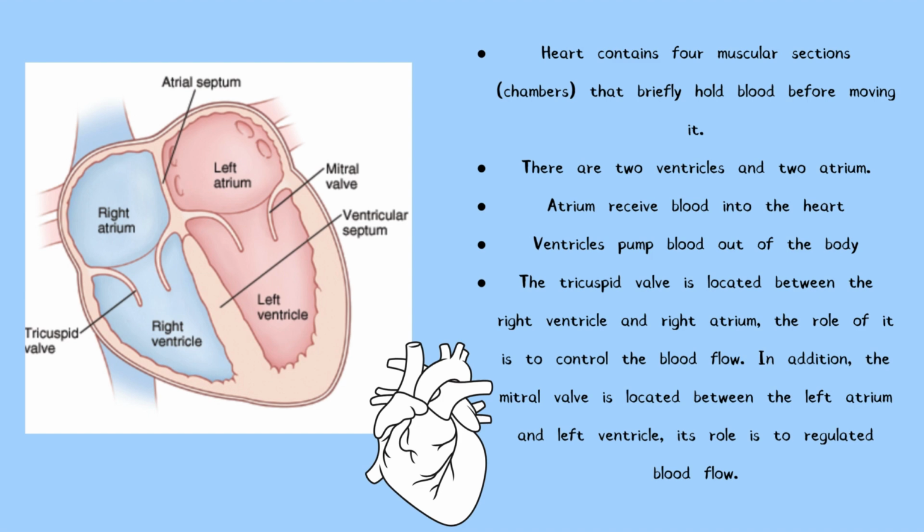The tricuspid valve is located between the right ventricle and right atrium. Its role is to control the blood flow. In addition, the mitral valve is located between the left atrium and left ventricle. Its role is to regulate the blood flow.